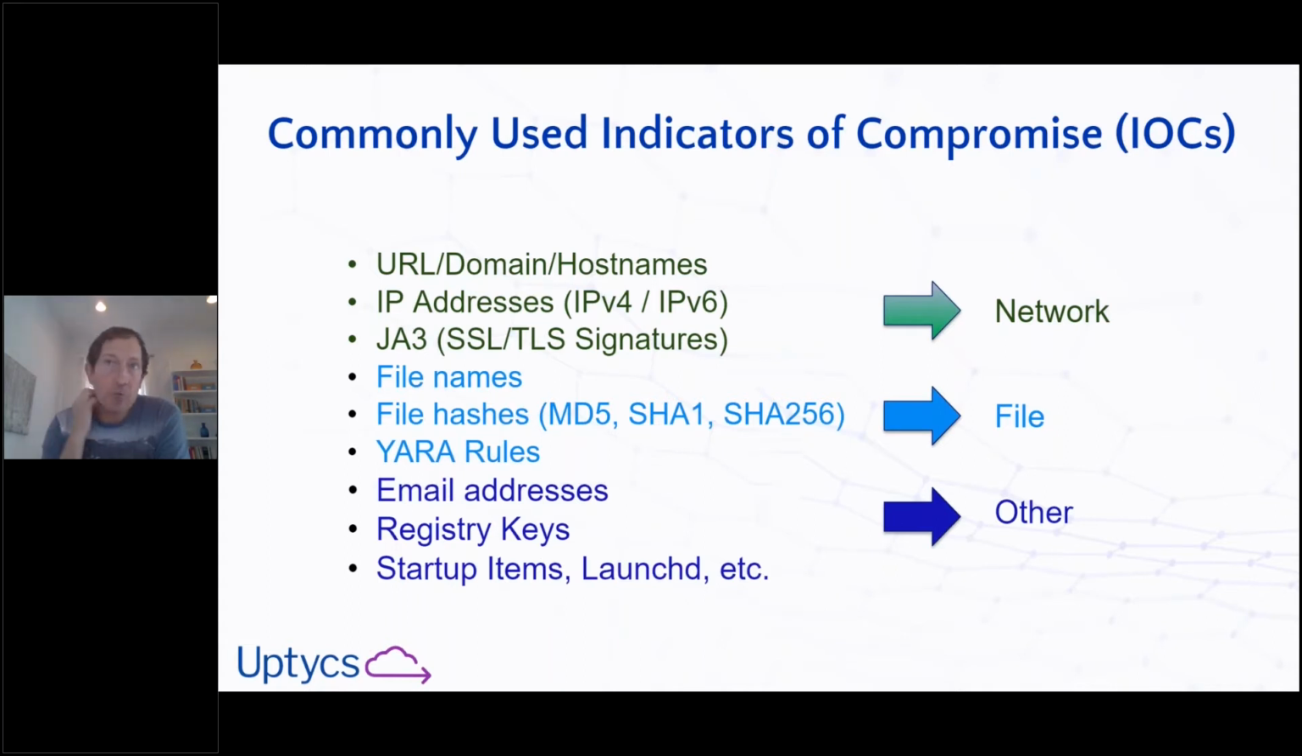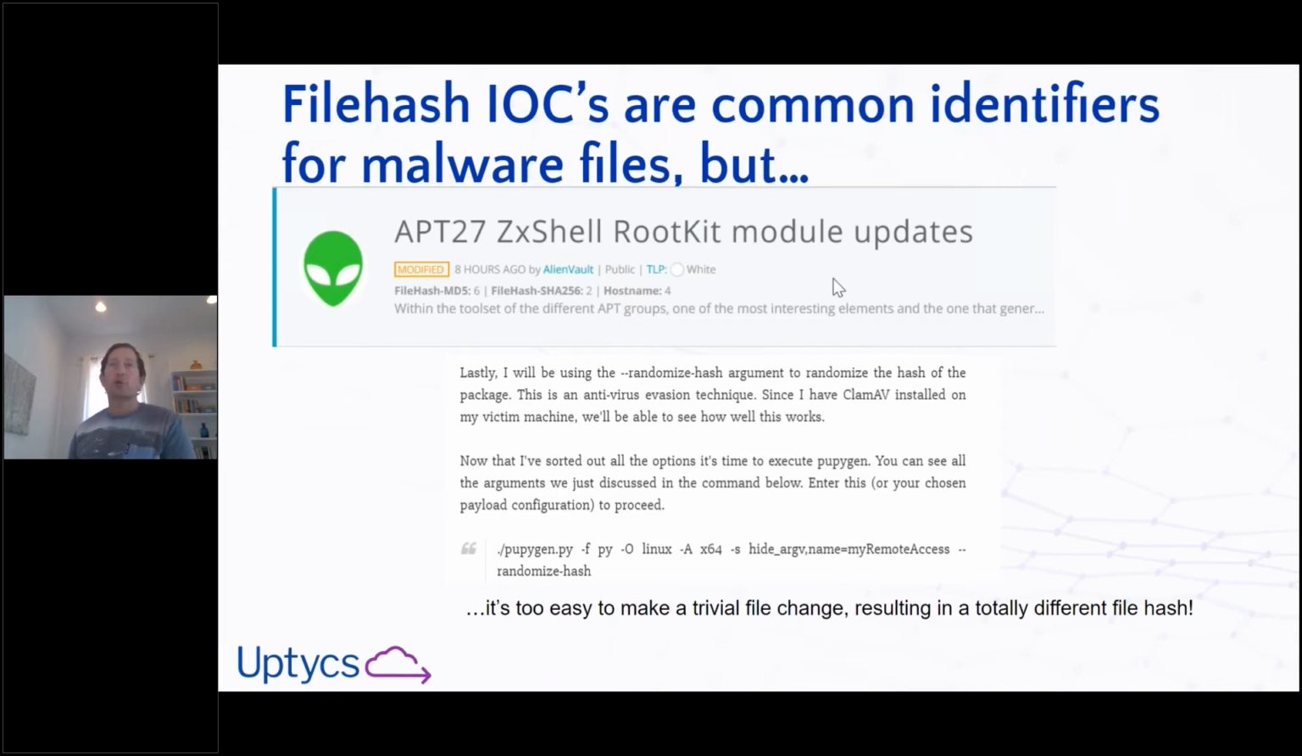Some other indicators of compromise: email addresses, registry keys, startup items for persistence, launchd in Mac, and so on. So if you look at AlienVault, for example, you can see here's an example of a published indicator of compromise. We have a couple of SHA-256 hashes, some host names, some MD5 hashes.